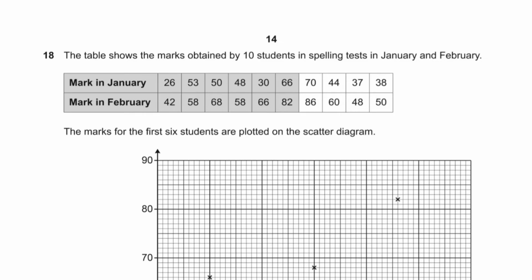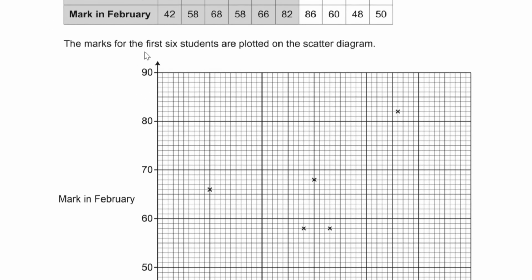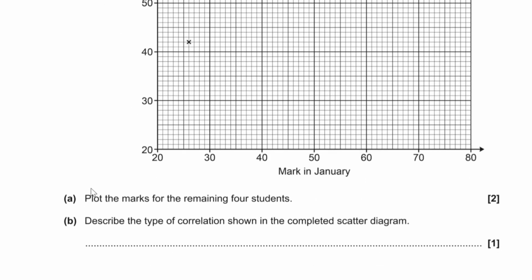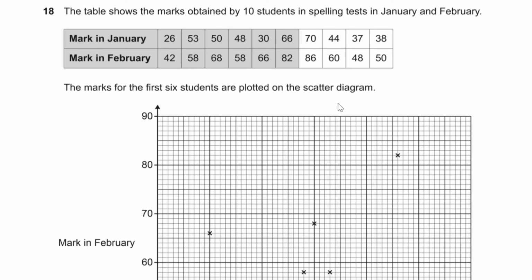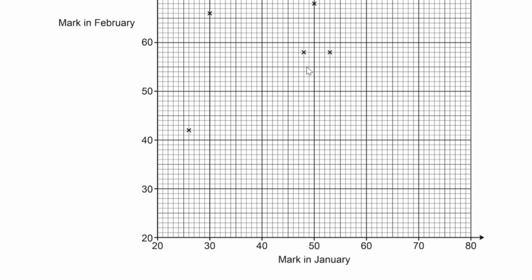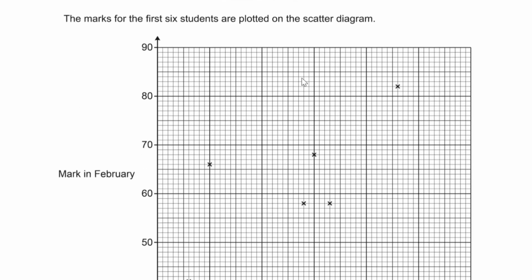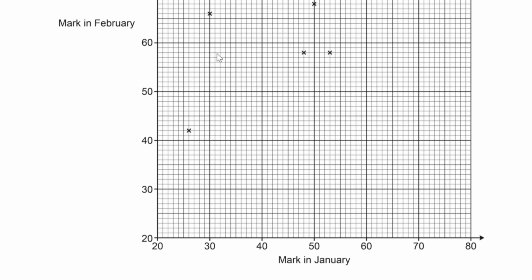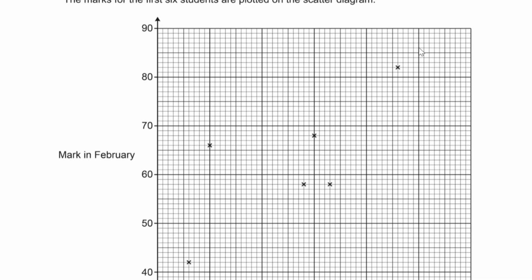Question number 18. The table shows the marks obtained by 10 students in a spelling test in January and February. The marks for the first 6 students are plotted on the scatter diagram. For part A, we have to plot the marks for the remaining 4 students. So here we've got 70, 86. So for 70, 86, well, 70 is along here, and then 86 is over here.